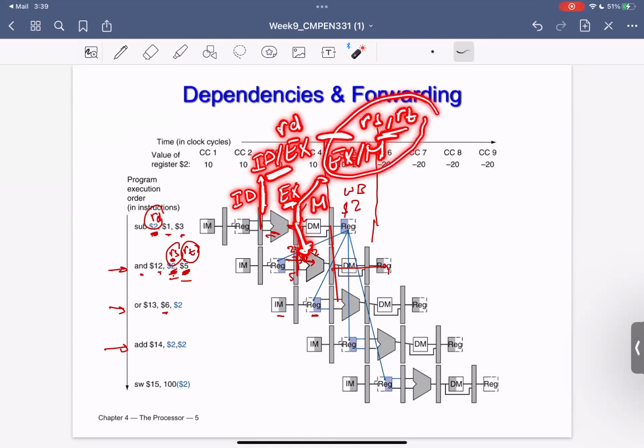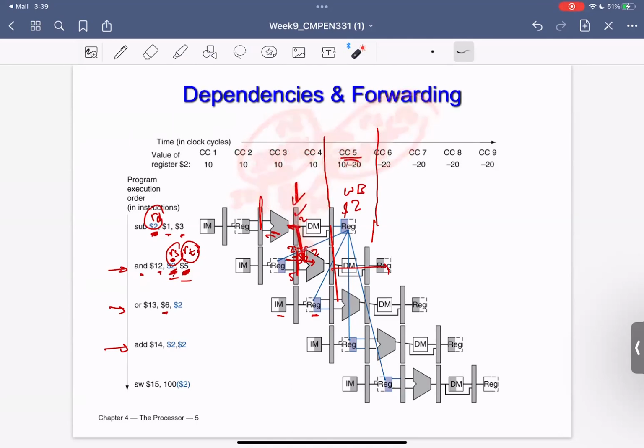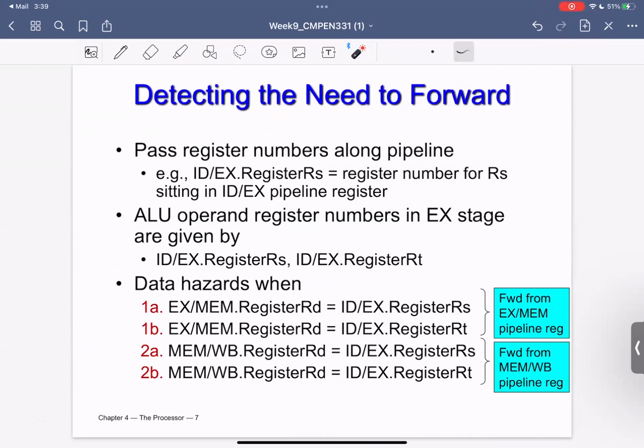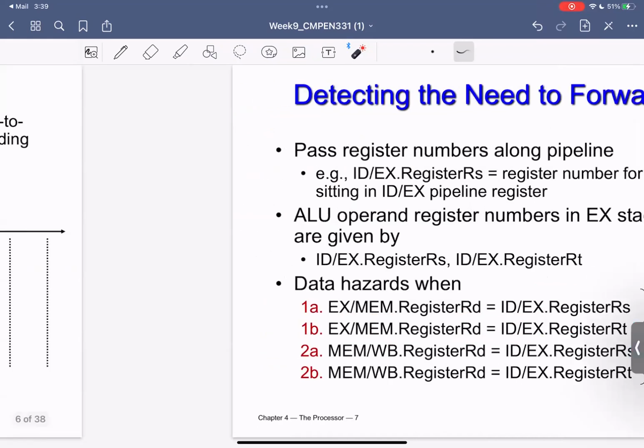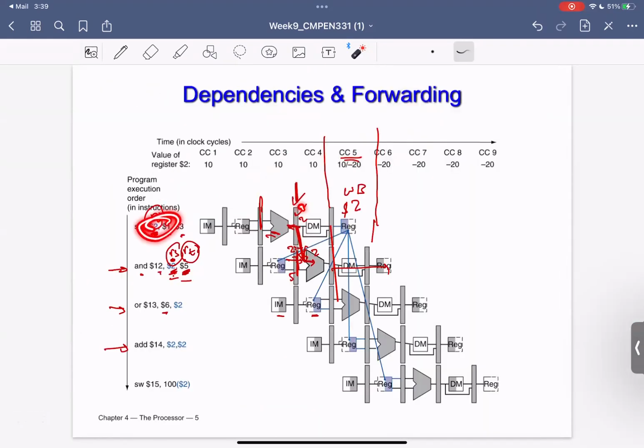Remember, this is EX/MEM RD, and this is what we have here. It's actually the other way around: ID/EX RS and ID/EX RT is equal to that RD. I just flipped that. Sorry about that. Because actually, this register should be here, and this one is coming next, so it's actually in the previous register. So this is going first and this is going next. So this here will have the RD and this here will have the RS and the RT. Sorry about that.